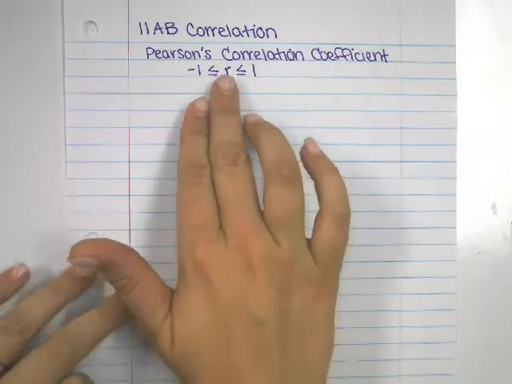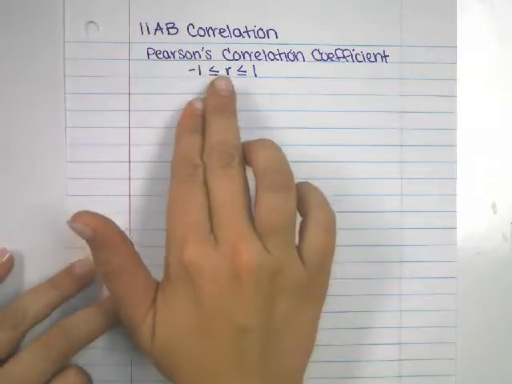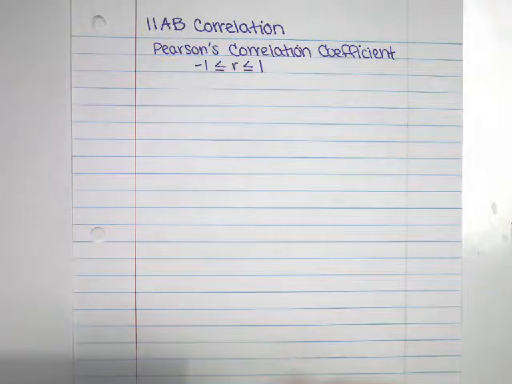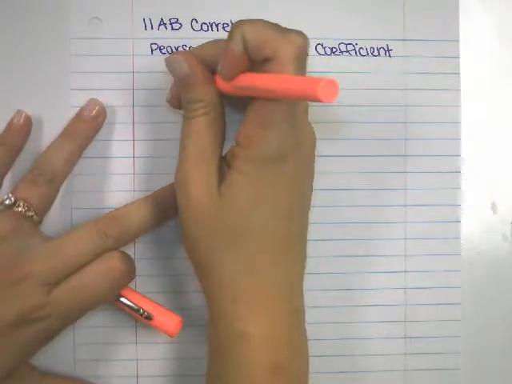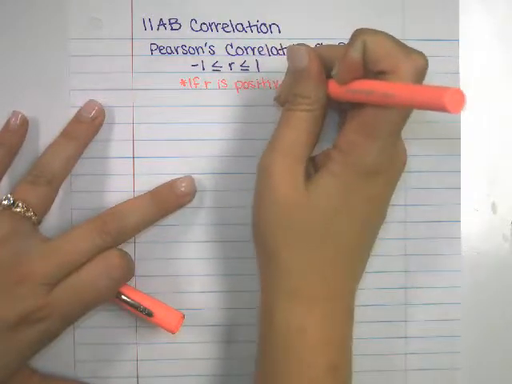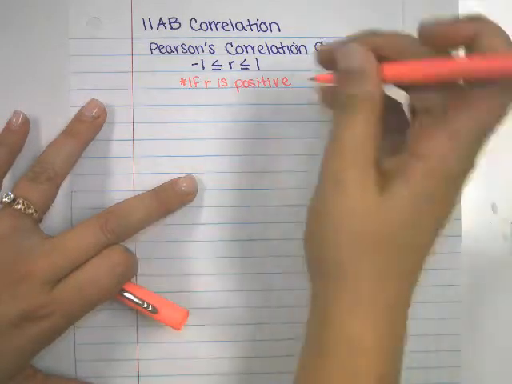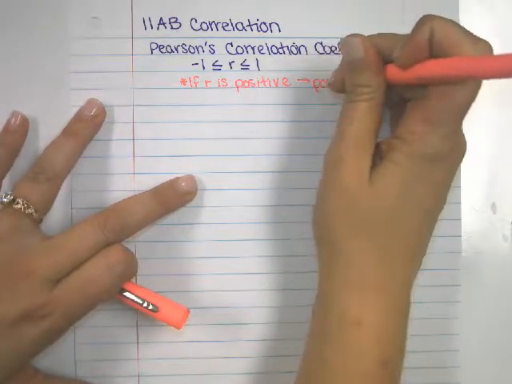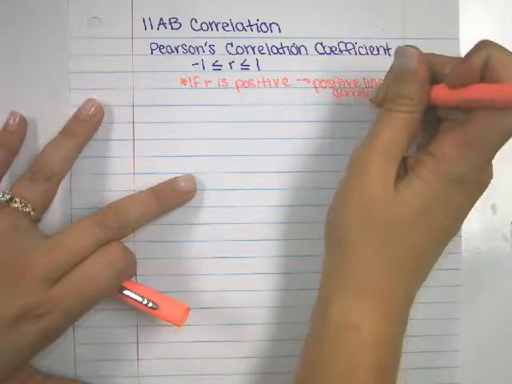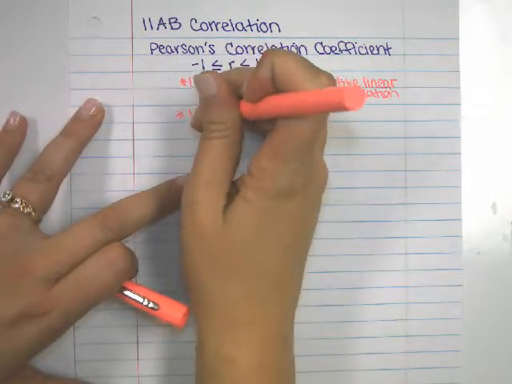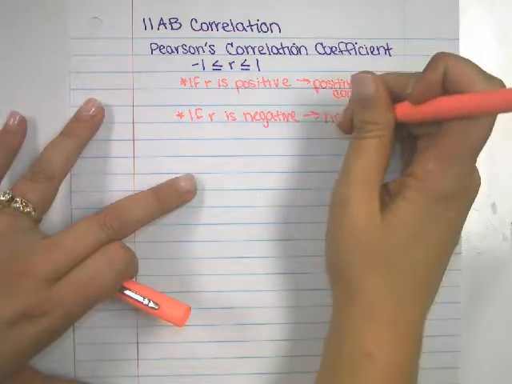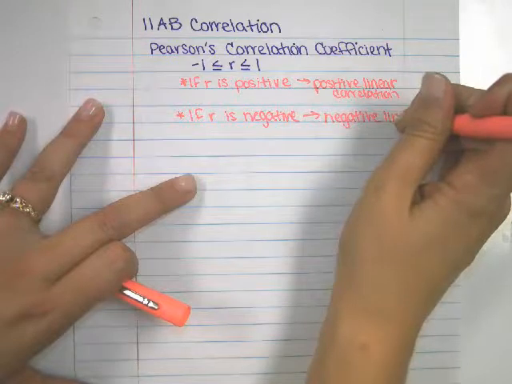So if we are close to 1, it's strong. If we're close to 0, it's weak. If R is positive, that indicates a positive linear correlation. If R is negative, that indicates a negative linear correlation.